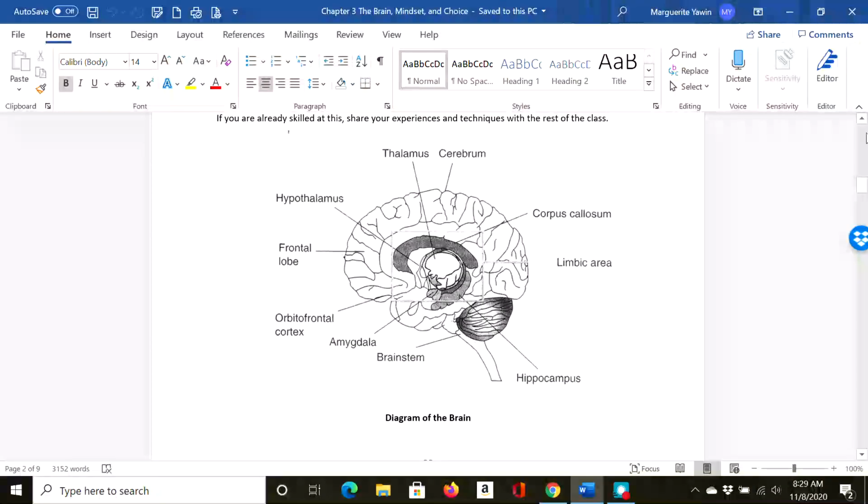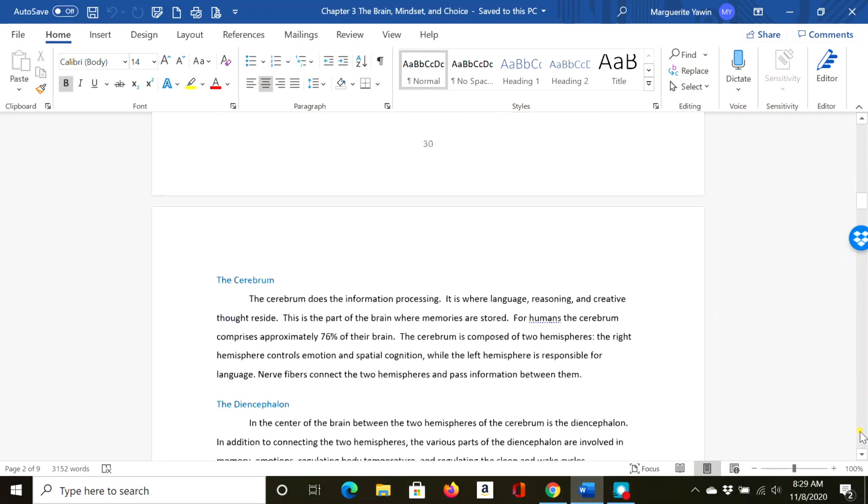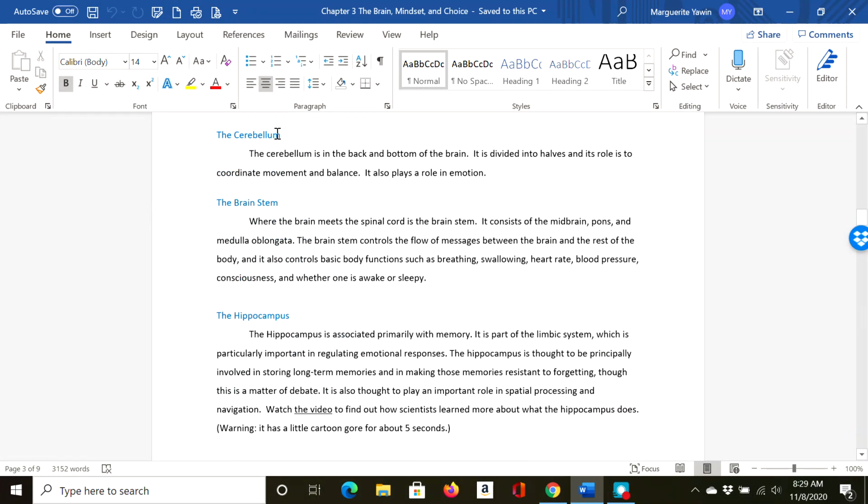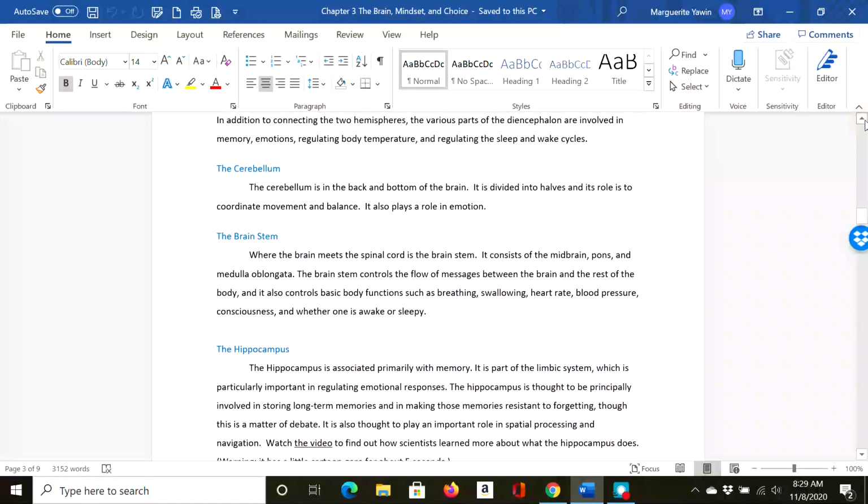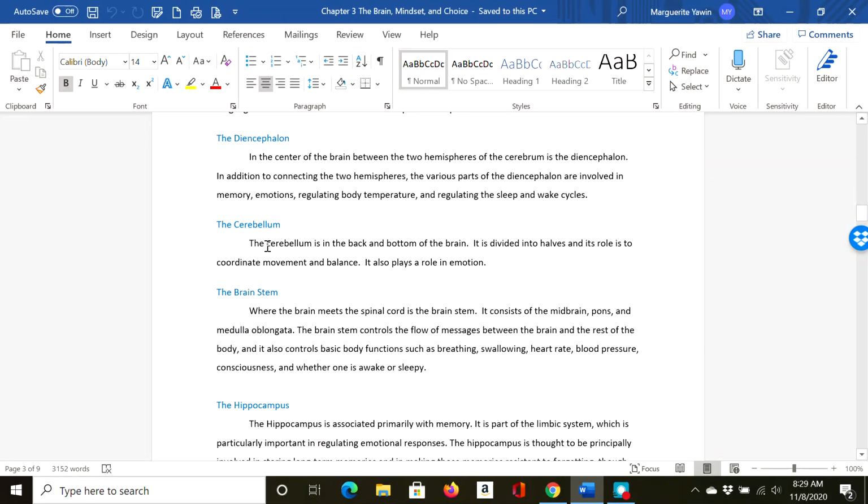Okay. What I tried to do in this chapter was set it up so that you would have a little bit of an idea of what it will be like when you're taking a class like a science class, even a psychology or sociology class that is very vocabulary heavy. So let me scroll down a little bit and show you some of the terms. The cerebrum, the diencephalon, the cerebellum, the brainstem, the hippocampus.